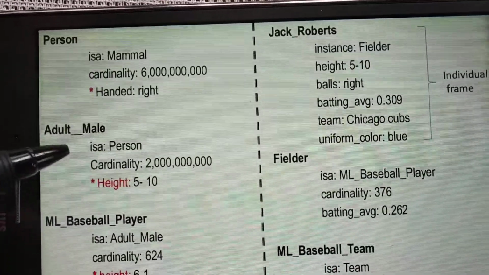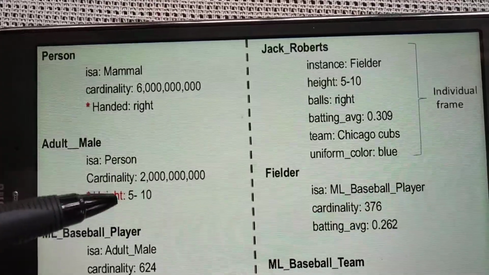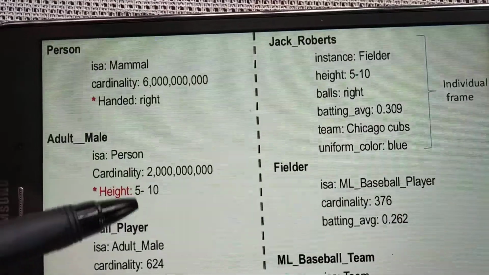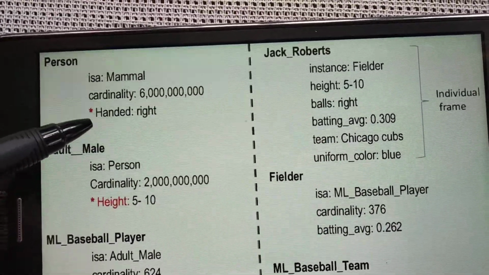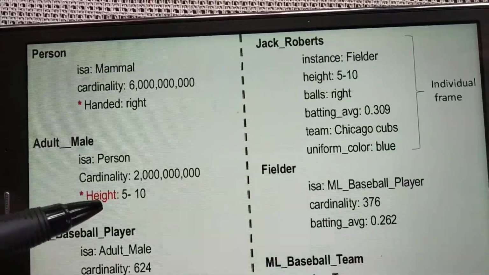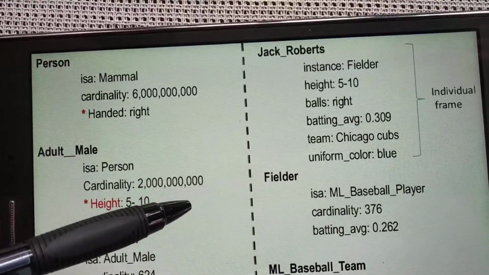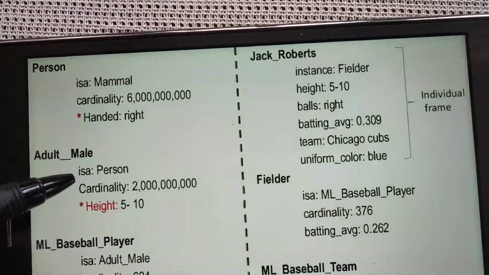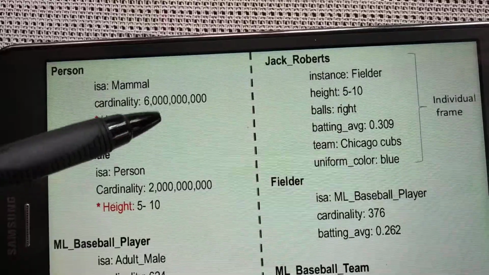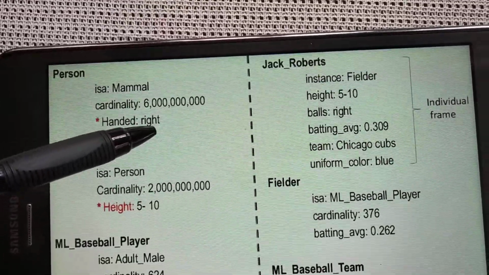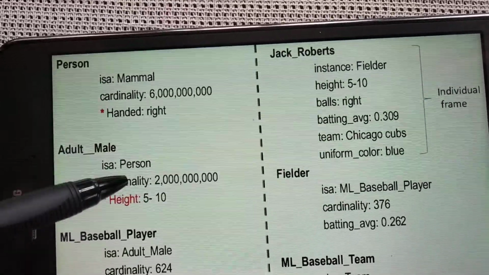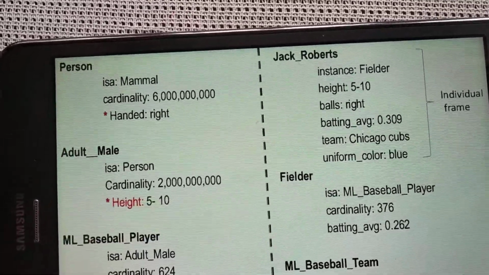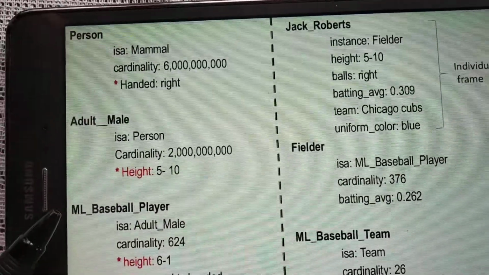Now, if I want the adult male class to change the filler value of the handed slot, then I would have written it again here, handed equal to the new value. But if I don't write it, it is obvious that adult male also has an attribute called handed whose value is right. So this is a default value. If I want adult male to change the value of handed to left, then I will have to write it again here with the new value. It is the same concept that we follow in object orientation.